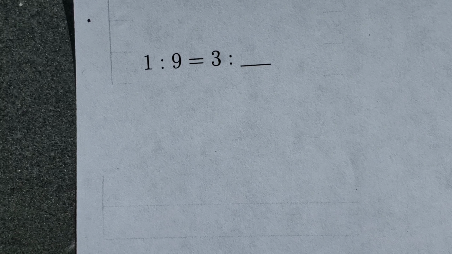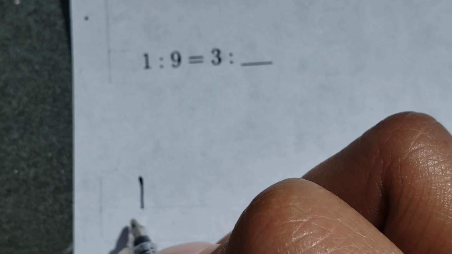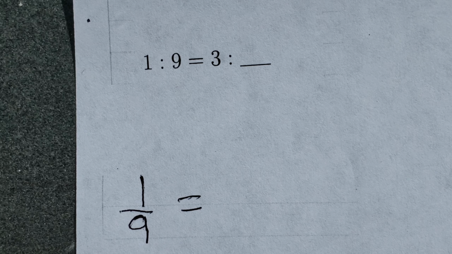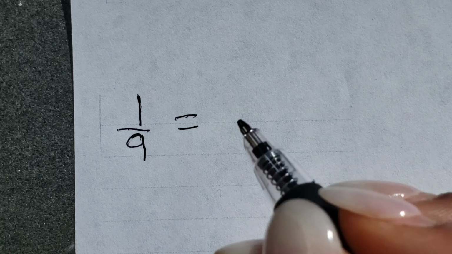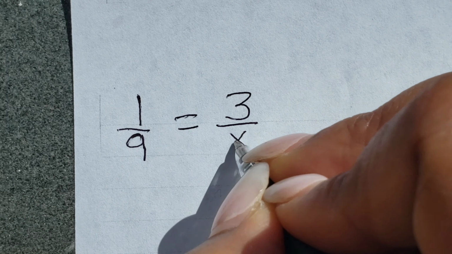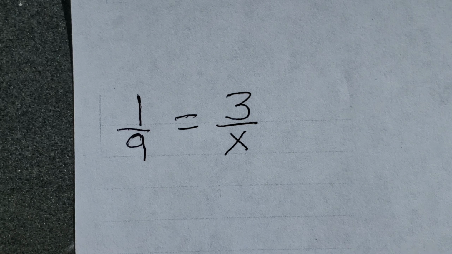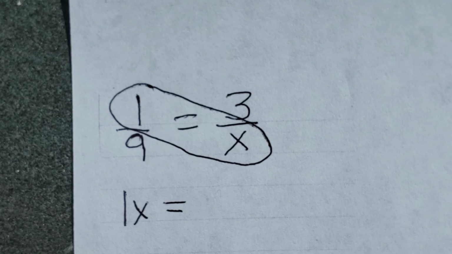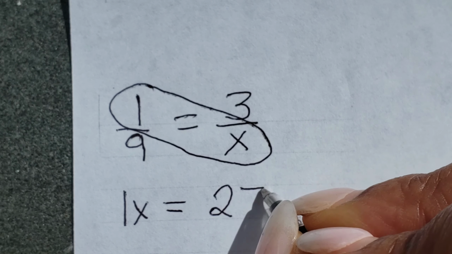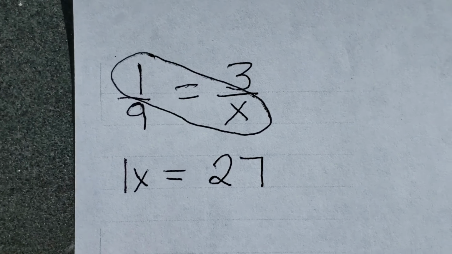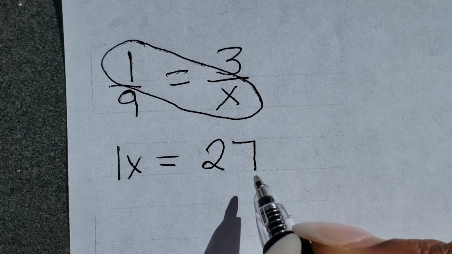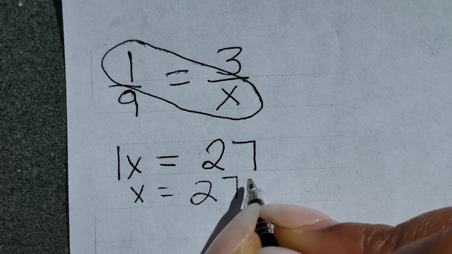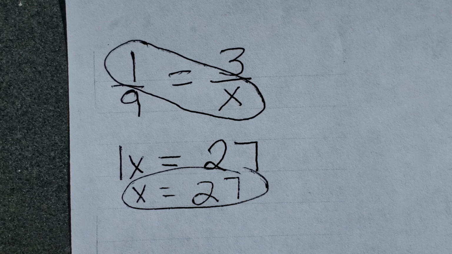Let's check this one out. 1 to 9 equals 3 to blank. 1 on top of 9, and I'm going to set that equal to 3 on top of my variable, which is going to be x. 3 over x. I'm going to cross multiply 1 and x, which means I'm doing 1 times x, and then I'm going to cross multiply 9 times 3, which is going to give me 27. When I divide, I'm going to divide both sides by 1. I don't really have to do that, so I can just leave it as x equals 27, because it's going to be the same thing if you divide by 1.